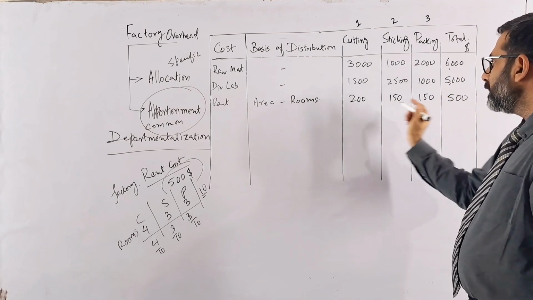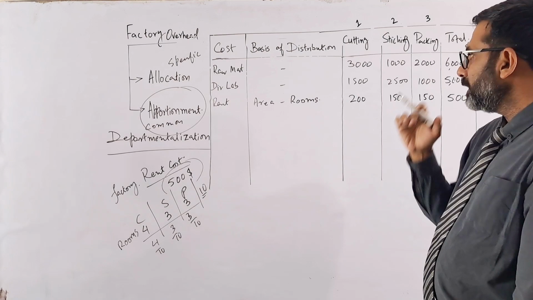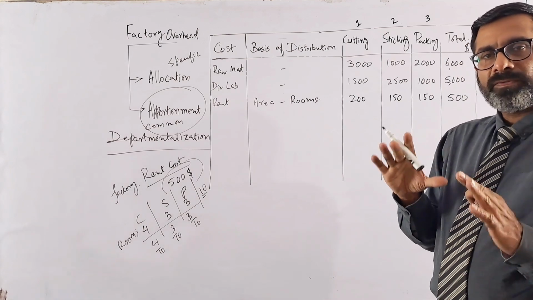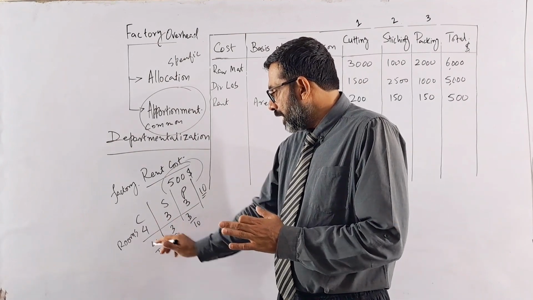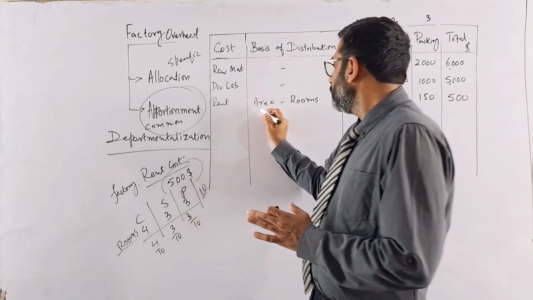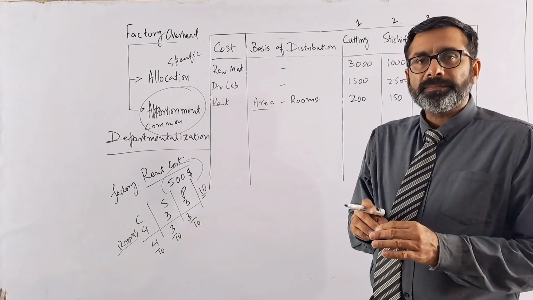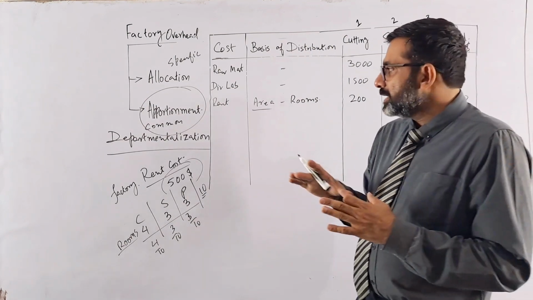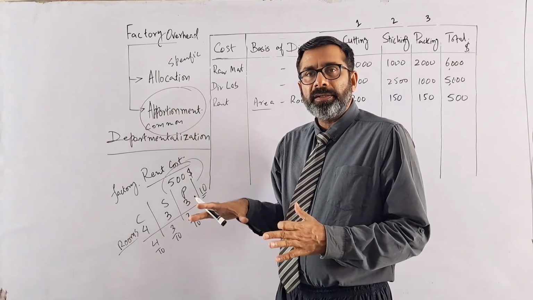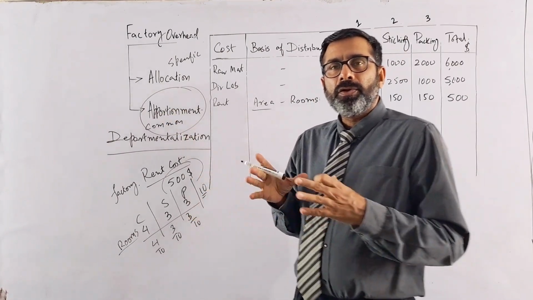Now this 500 is not a cost of one department, it is a common cost, and we know it is distributed according to the number of rooms, or it may be according to the area. So this is called the apportionment or the distribution of the common cost.